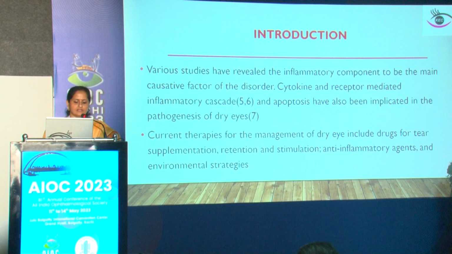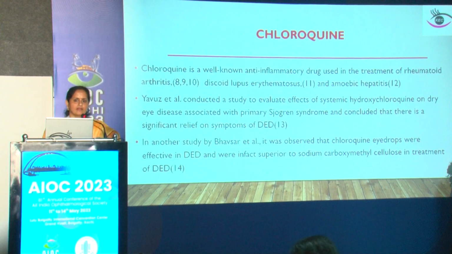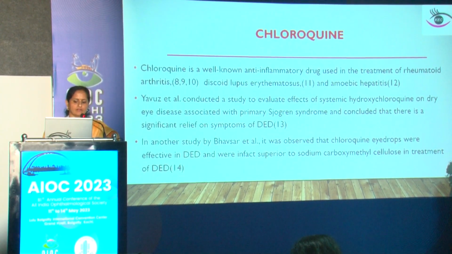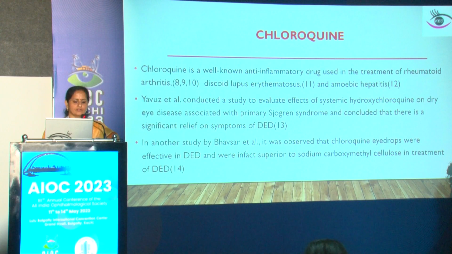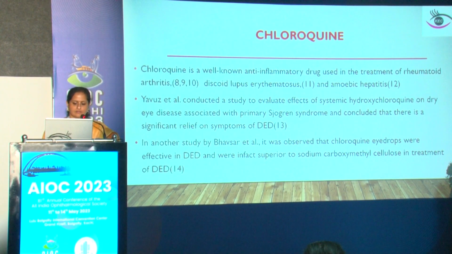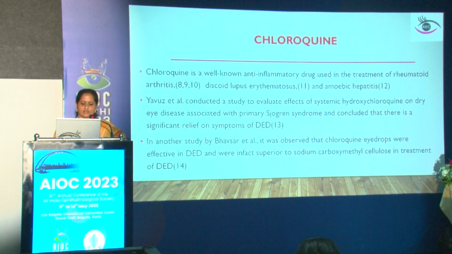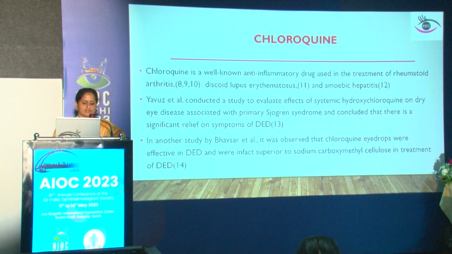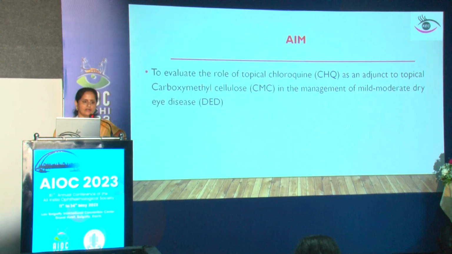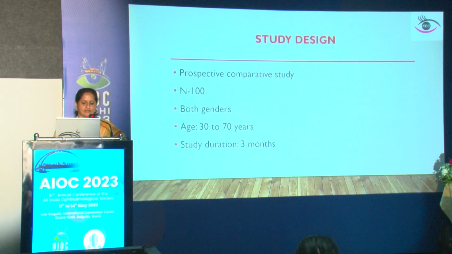Current therapies include tear supplementation, retention stimulation, along with anti-inflammatory agents. And chloroquine, as you all know, is a well-known anti-inflammatory drug used in the treatment of connective tissue disorders. It has been evaluated in dry eye disease associated with inflammatory syndromes like primary Sjogren's, and they concluded that there is significant relief of symptoms of dry eye disease. Our aim is to evaluate the role of topical chloroquine as an adjunct to CMC 0.5% in the management of mild to moderate dry eye disease.